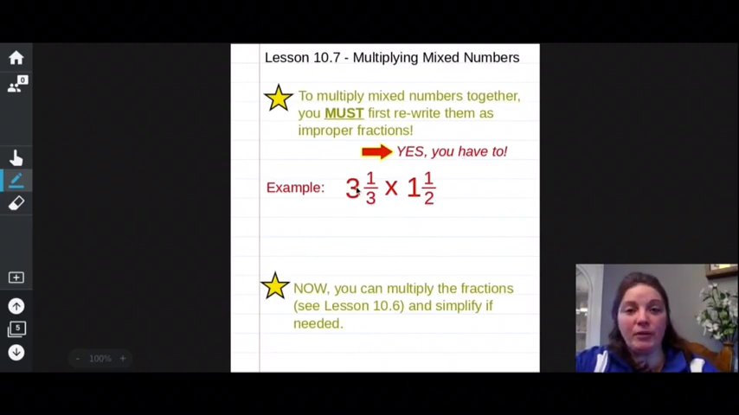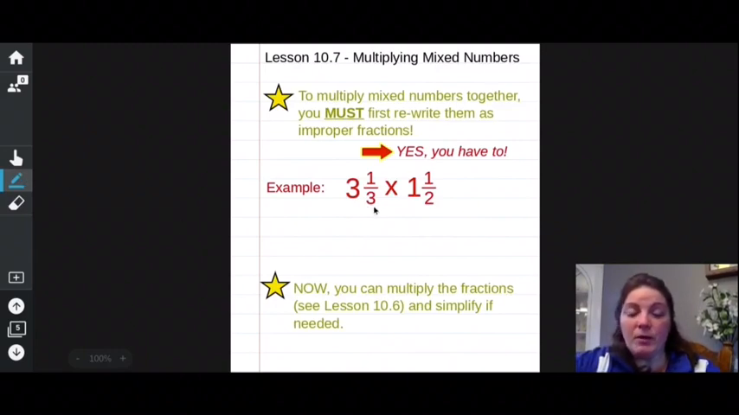But anyway, let's look at an example. If we have 3 1/3 times 1 1/2, we cannot just multiply numerators, multiply denominators, and multiply the whole numbers. It doesn't work that way because multiplying mixed numbers follows the same rule as multiplying fractions. And 3 1/3 is not a fraction until you make it one. So let's make it one.